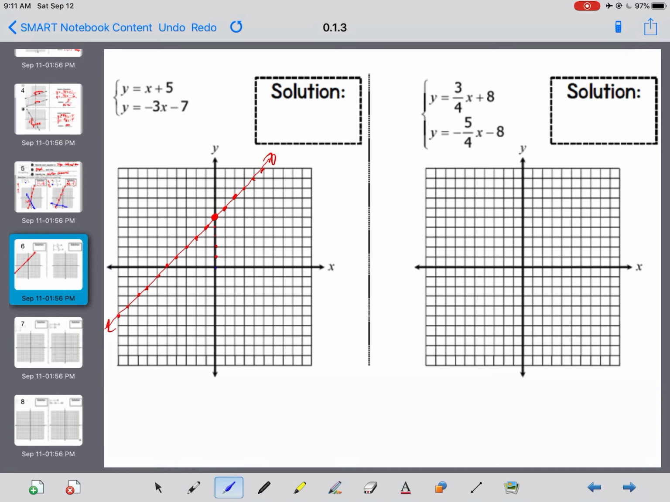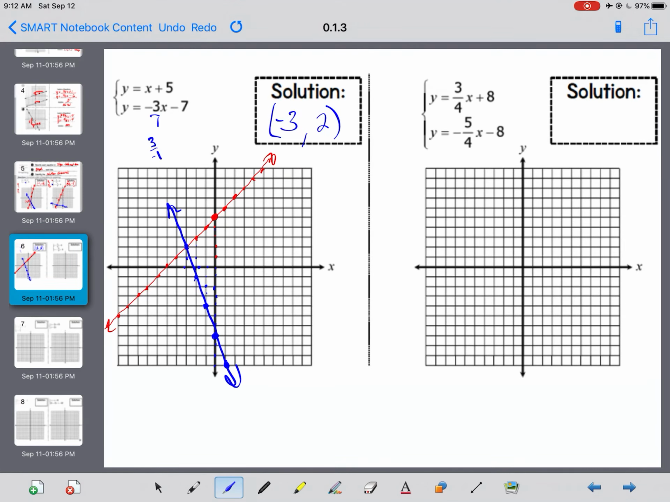Negative 7. Well, let's see. Start at 0. 1, 2, 3, 4, 5, 6, 7. Okay, that dot. And then negative 3. So I can go down 3, 1, 2, 3 over 1. But that doesn't take me towards my line. So don't forget that that is the same as 3 over negative 1. So we could go 3 up, back 1. 1, 2, 3, back 1. Found it. We know where they intersect: negative 3 and positive 2.